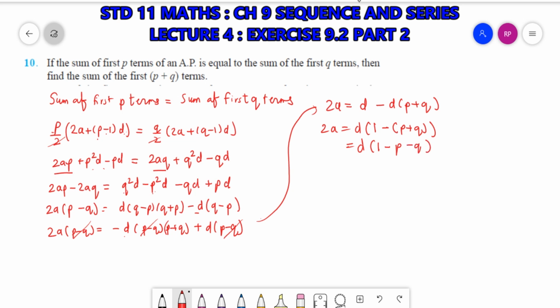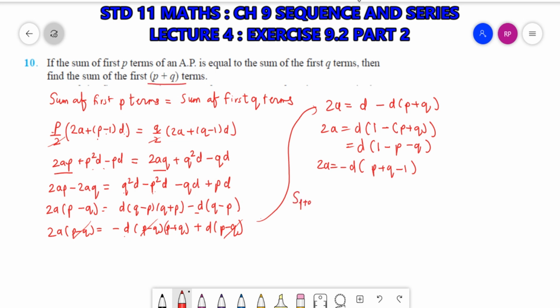Okay, I can also rearrange it. Let's take minus d common. So it will be p plus q minus 1. I got the value of 2a. So now you have to find out the sum of first p plus q terms.